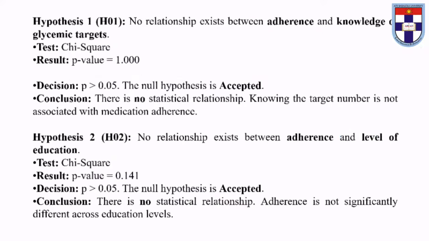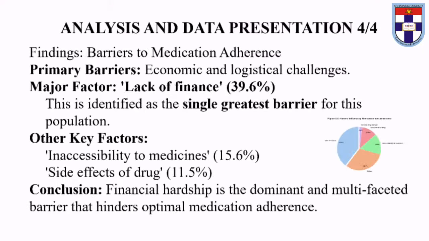Then, factors that influence the self-management practices. We have lack of finance as the major one, which is under economic and logistical challenges. It is the greatest variable. About 39.6% of the respondents picked lack of finance as their major factor influencing their access to medications and their self-management practices. Also, we have inaccessibility to medicine and side effects of drugs. And it is concluded that financial hardship is the dominant barrier that hinders medication adherence.